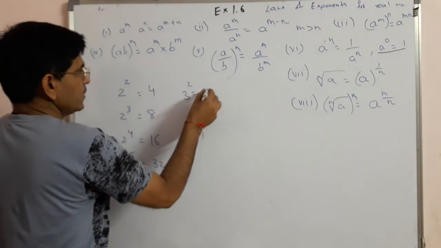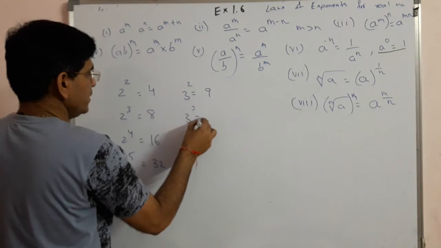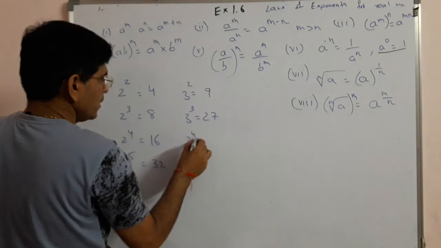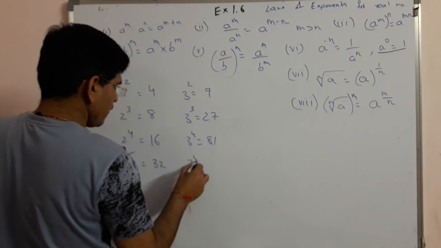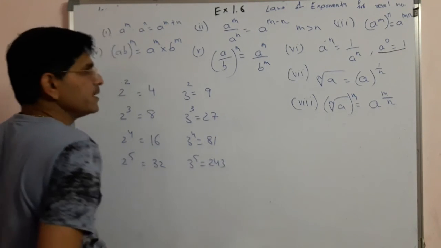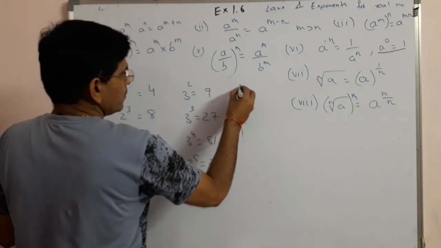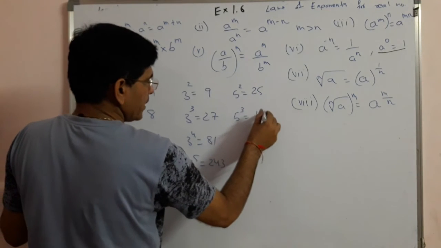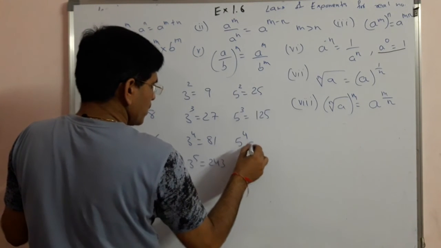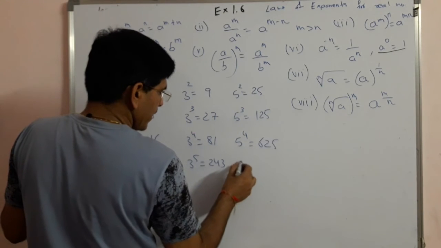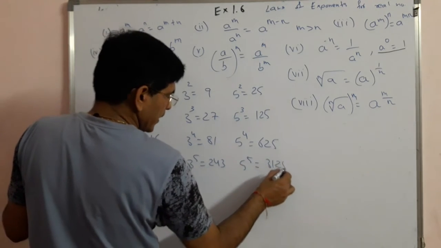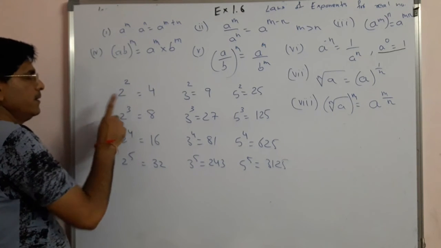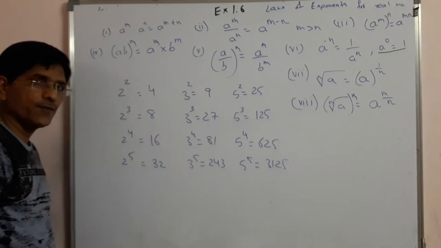3 to the power 2 is 9. 3 to the power 3 is 27. 3 to the power 4 is 81. 3 to the power 5 is 243. 5 to the power 2 is 25. 5 to the power 3 is 125. 5 to the power 4 is 625. And 5 to the power 5 is 3125. These are all the squares, cubes, fourth powers and fifth powers.